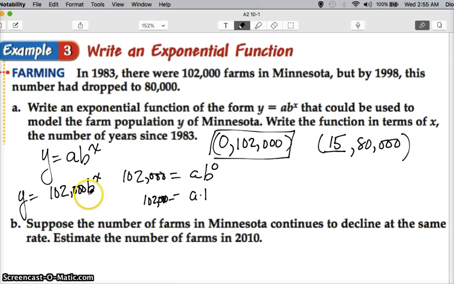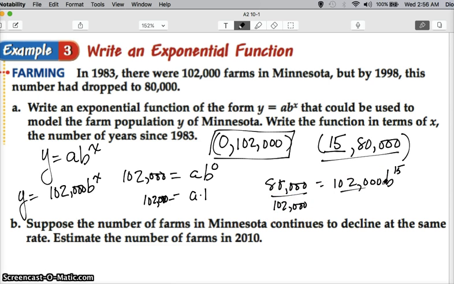The next value we need to get is b. In order to find b, we're going to be using this next point. How we'll do that is like this. We're going to take the 80,000, put it right in there for y, and then we're going to figure out what b is by taking the 15 and putting it in for x. What you notice is that the only variable here is b, which is great because that's what we need. So we're going to divide both sides by 102,000, and when we do that, the right side is simply b to the 15th power is equal to this fraction. So how do we undo this?